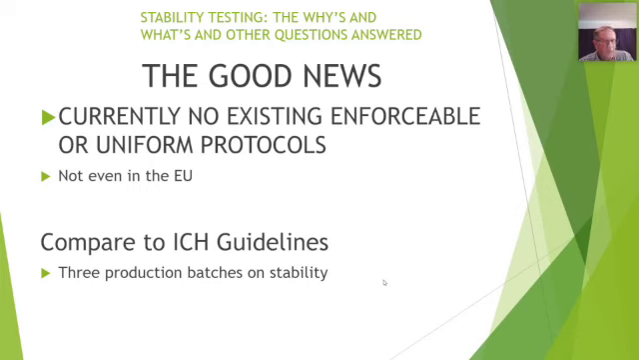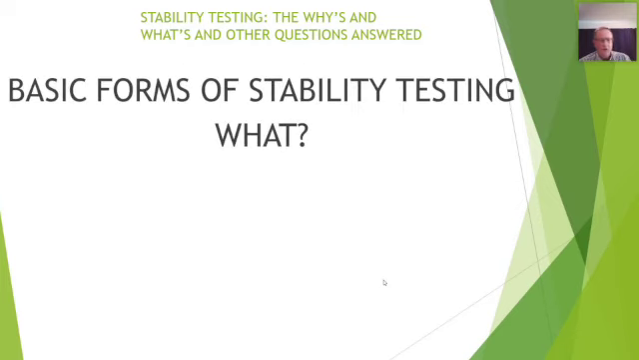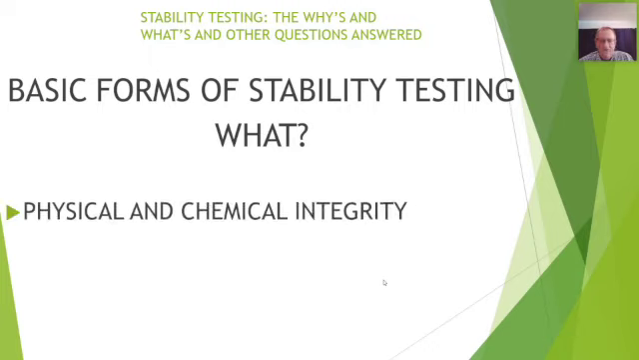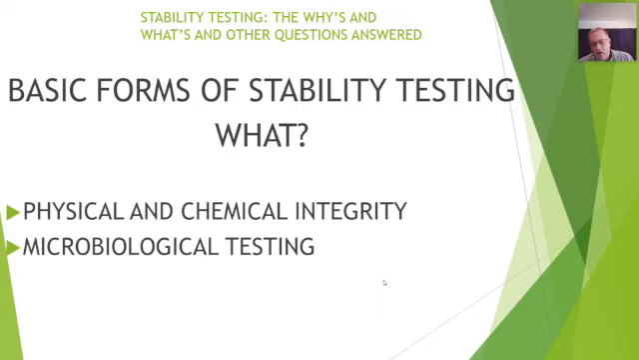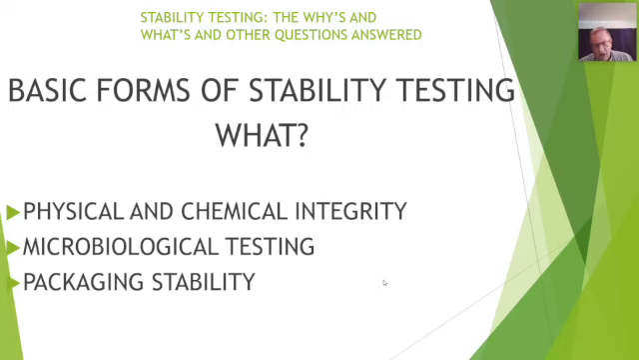So what are the basic forms of stability? There are 3 basic forms of stability that should be carried out with each development or considered for any changes. Physical and chemical integrity of the product, microbiological testing of the product, packaging stability, the effect of the packaging on the product, and vice versa. We will briefly cover each one today.